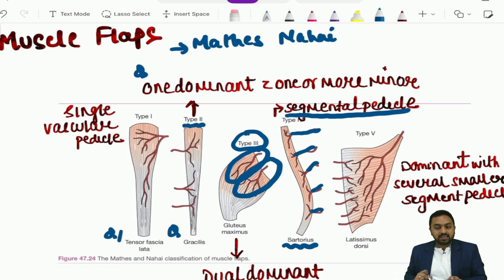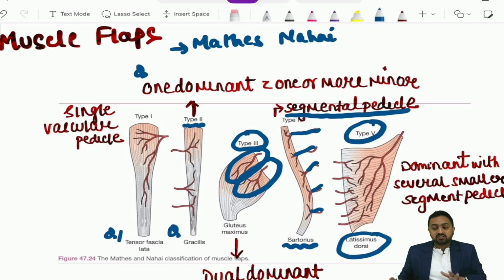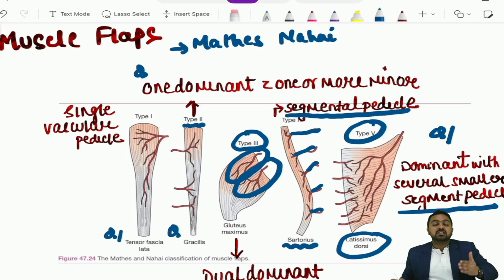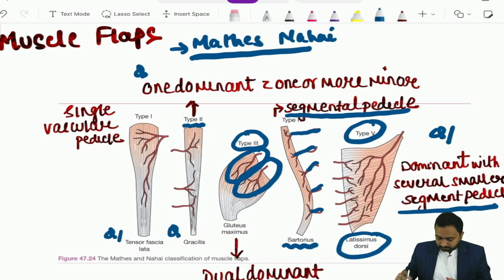Then you have your type 5 classification, which is your latissimus dorsi, which is your dominant with your several small segmental pedicles. So the questions that can be framed over here is, gracilis is the type of which flap as per your Mathis-Nahai classification. The name could be asked, or they could ask you a dual dominant pedicle is which type of muscle flap as per your Mathis-Nahai classification.